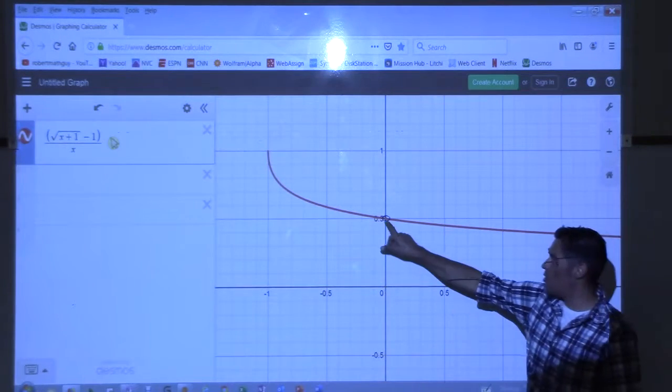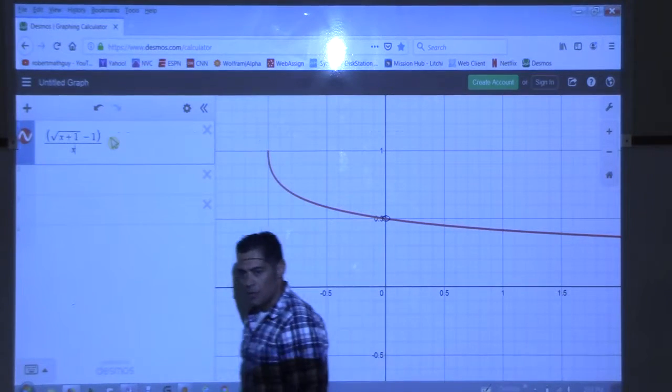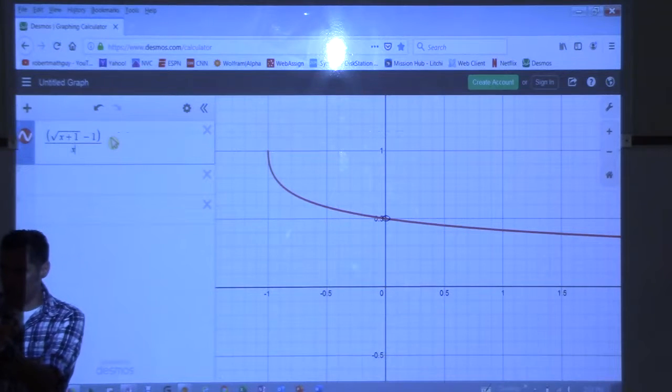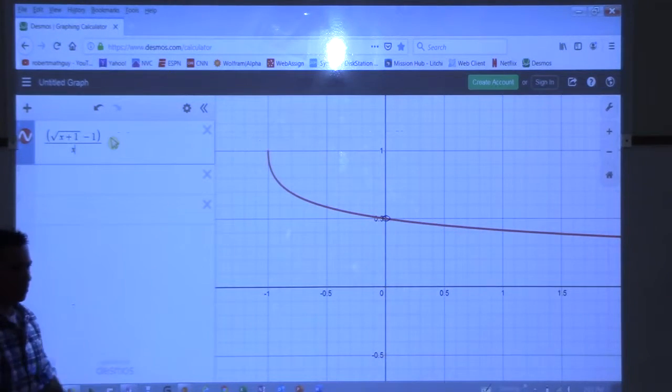So technically there's a hole here, right? But we still found the limit. So what we're doing today is give you the function algebraically, finding the limit without the picture, and then verifying with the picture. Yeah?